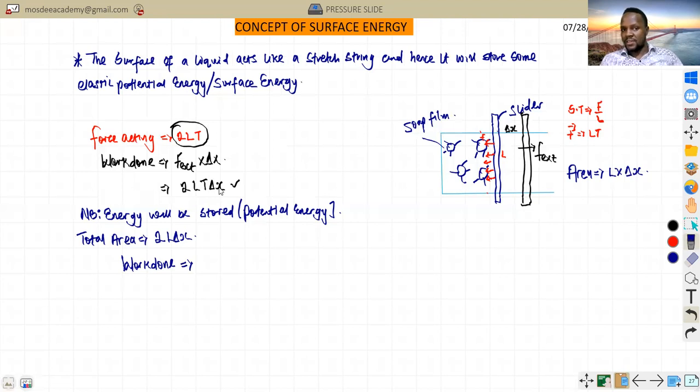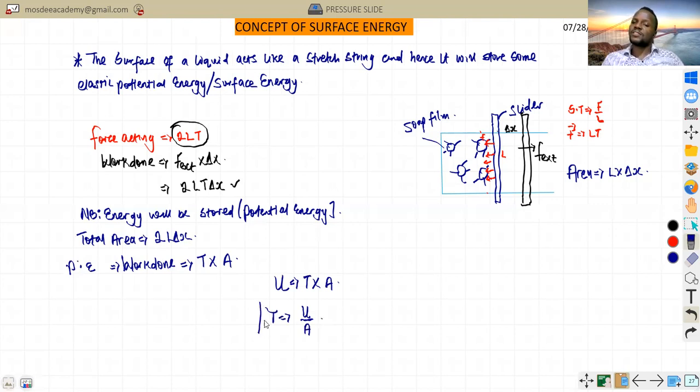So 2L delta X is equal to the area. What we have here is surface tension multiplied by the area. Like I said, work done is stored in the form of potential energy. That is, the work done is potential energy. So numerically in physics, potential energy is denoted by U and is equal to the surface tension multiplied by the area. So we can make the surface tension the subject of the formula and say it is equal to the potential energy divided by the area.